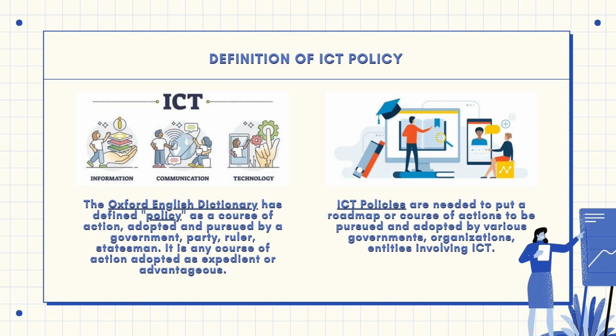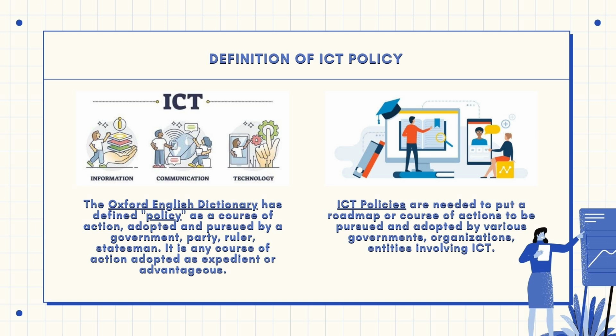So let's first define the ICT policy. According to the Oxford English Dictionary, policy is a course of action adopted and pursued by a government, party, ruler, or statesman. It is any course of action adopted as expedient or advantageous. Its operational definition is a plan of action to guide decisions and achieve outcomes.